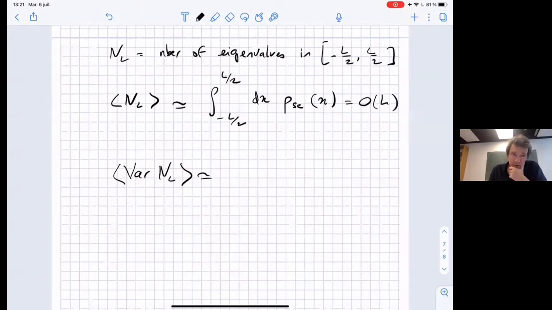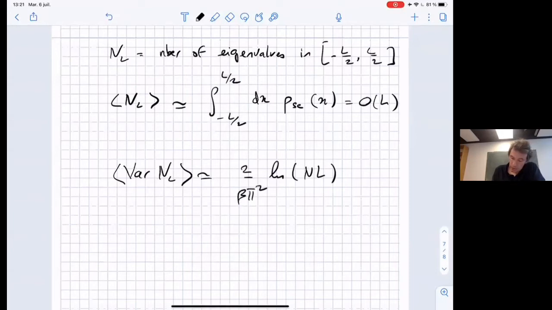Now, what about the variance? Well, naively, if you had the Poisson process, you know that in this case, the variance and the number of particles is just the same. So you would expect that the variance would also be linear. Now, it was shown by Mehta and Dyson that this is actually quite different here. And in fact, it grows like the logarithm of L. There is a prefactor that I can give you, which is just 2 over beta pi squared.